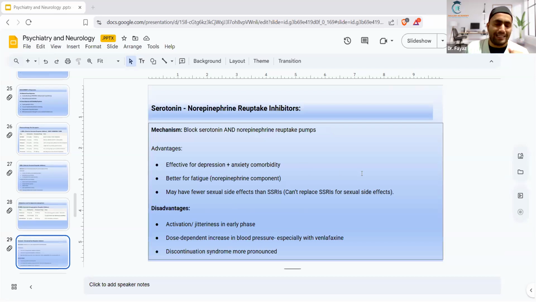Now, mechanism of SNRIs: they block reuptake of serotonin and norepinephrine. This way they raise levels of both, and this can help with energy levels and in dealing with patients who have depression plus anxiety. They may have fewer side effects than SSRIs, but they cannot replace SSRIs if sexual side effects do occur.